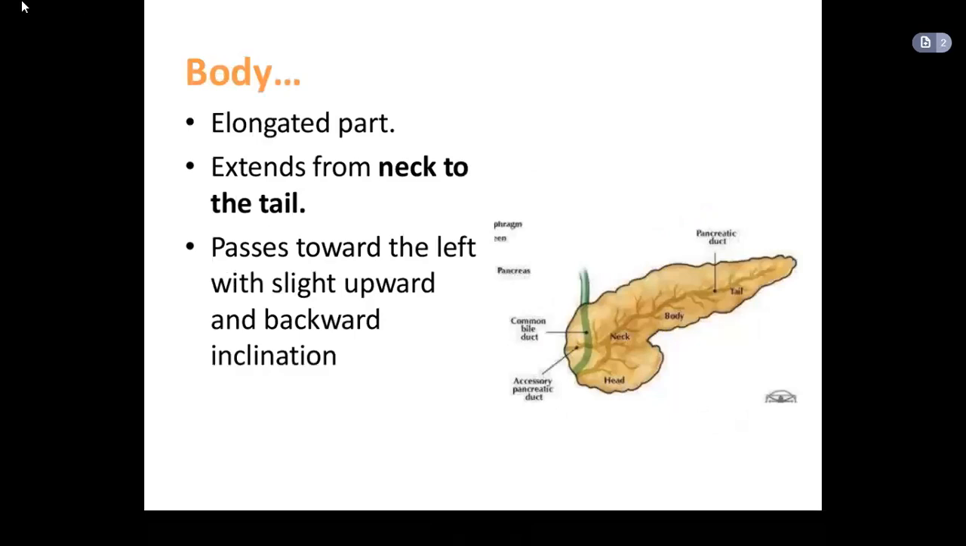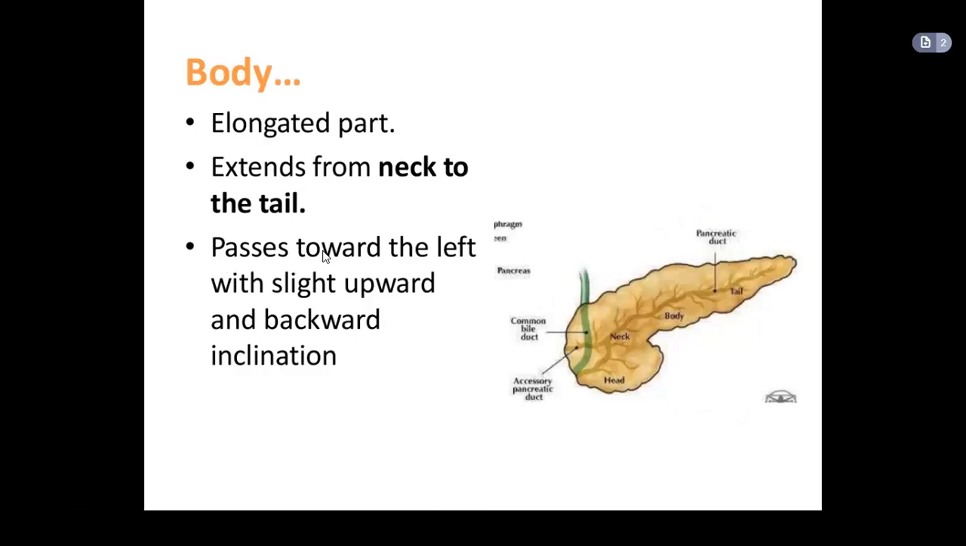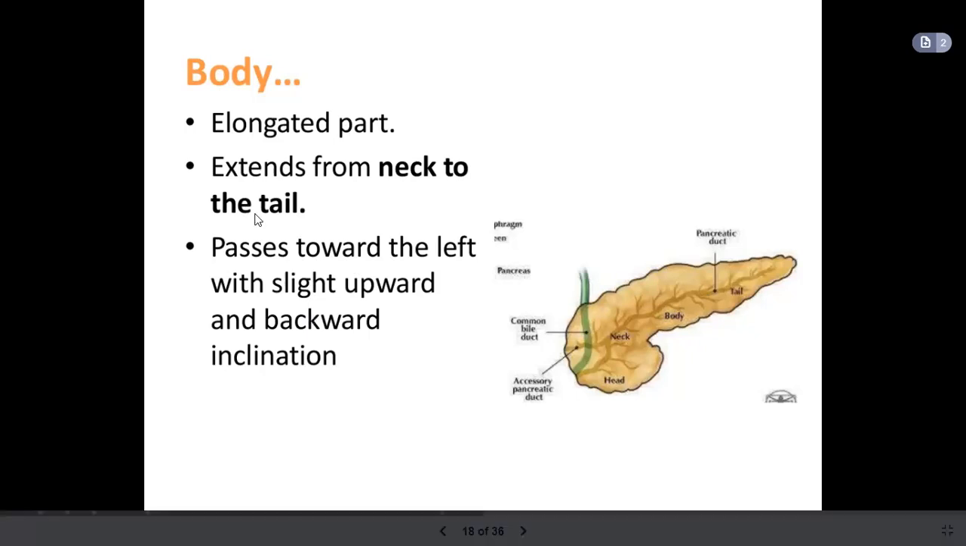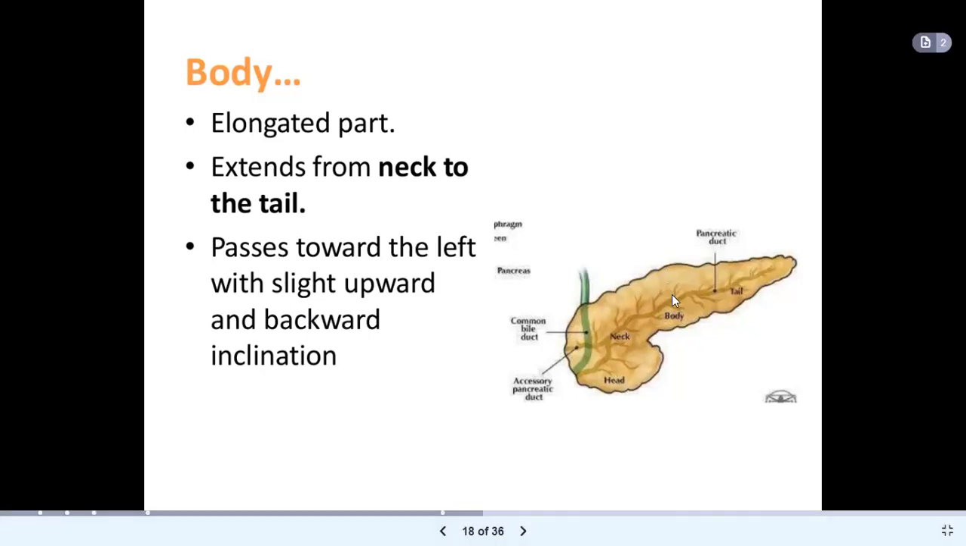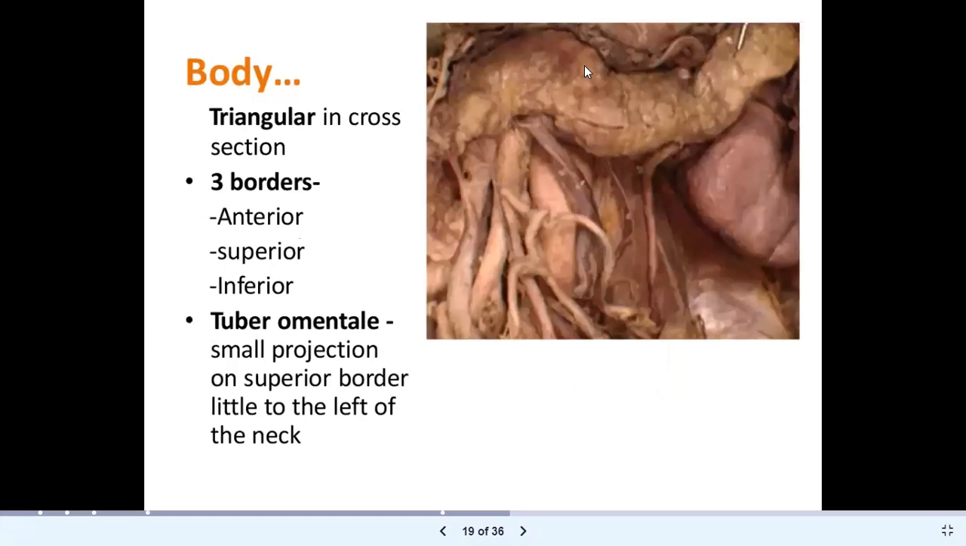Coming to the body of the pancreas. It is an elongated part that extends from the neck to the tail, and it passes from the aorta to the front of the left kidney in the transpyloric plane corresponding to the L1 vertebra. The body consists of three surfaces: anterior, posterior, and inferior. It has three borders: anterior, superior, and inferior, because it is triangular in cross section. The tuber omentale is a small projection of the superior border, a little to the left of the neck.